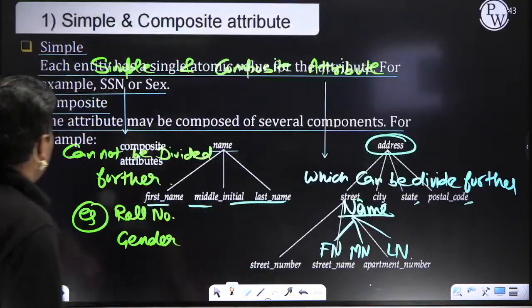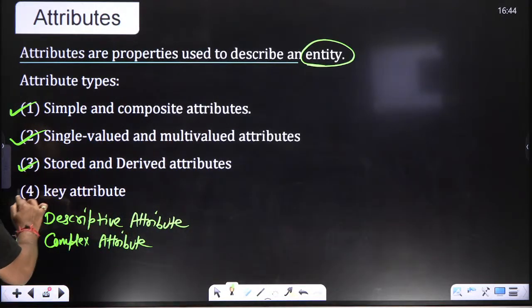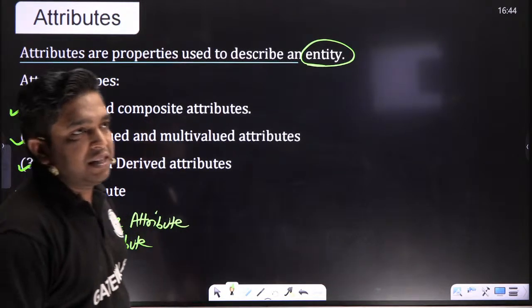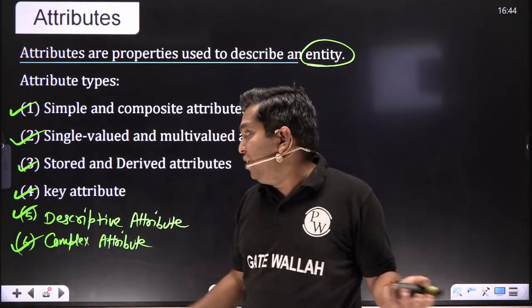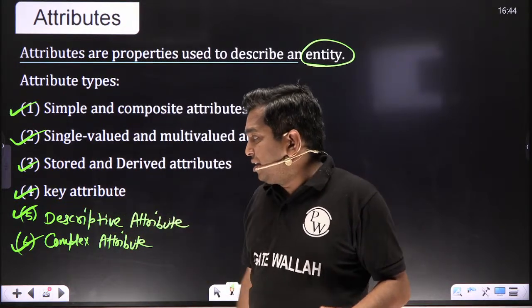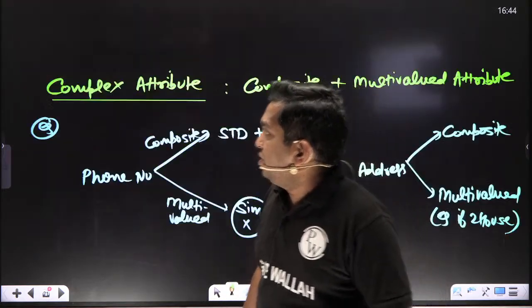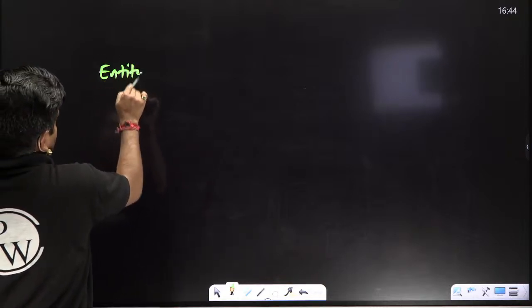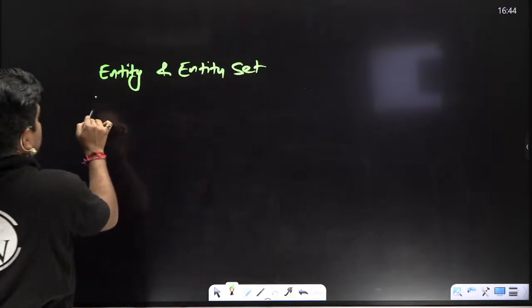So this is all about the attributes. All 9 attribute types we discussed: single versus composite, single-valued versus multi-valued, stored and derived, key attribute, descriptive attribute and complex attribute. This all we have done, my dear. So what have we done till now? We discussed the entity and entity set concept. We discussed relationship and relationship set.